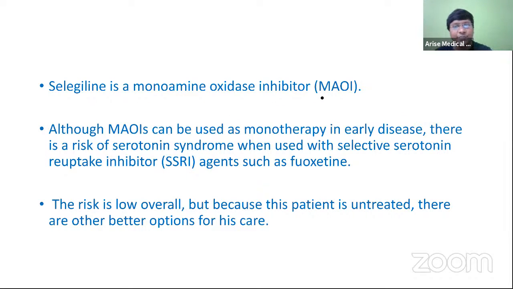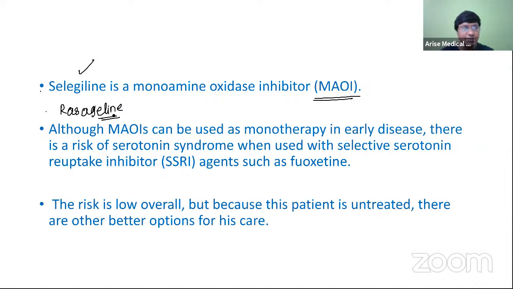Next, the other group of drugs that is given in the treatment of Parkinsonism is monoamine oxidase inhibitors. And what are these monoamine oxidase inhibitors? One is selegiline and the other drug is rasagiline. So these are the monoamine oxidase inhibitors.